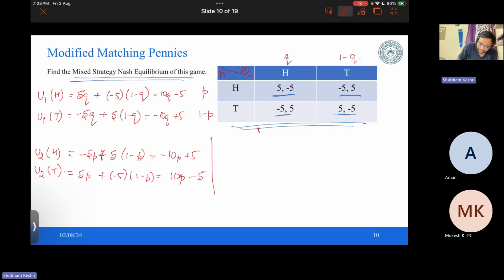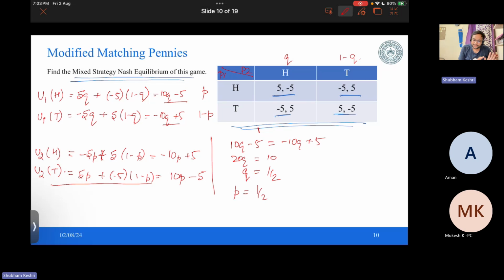So you see, this is similar to the problem we have done just now. We are saying that player 1 will be indifferent between playing heads or tails. At what strategy of player 2 will player 1 become indifferent? In that case, the utility of player 1 will be the same. So we'll say 10q minus 5 is equal to minus 10q plus 5, which is actually 20q is equal to 10, or q is equal to half. And if you solve this also, it will be p is equal to half.